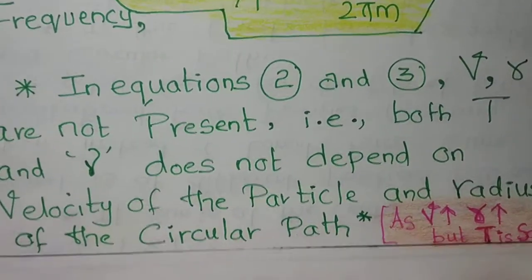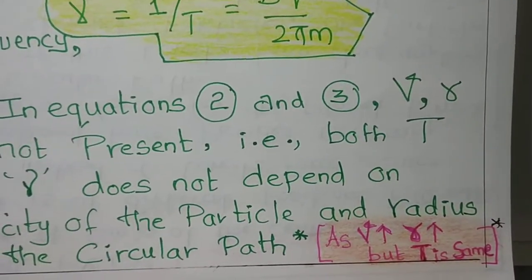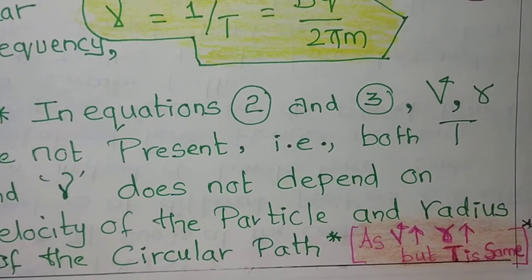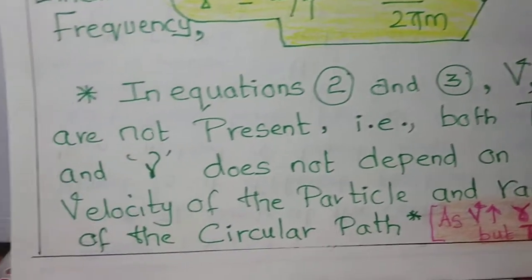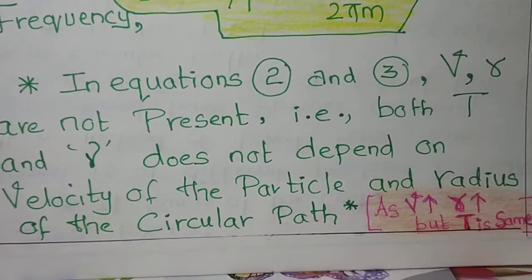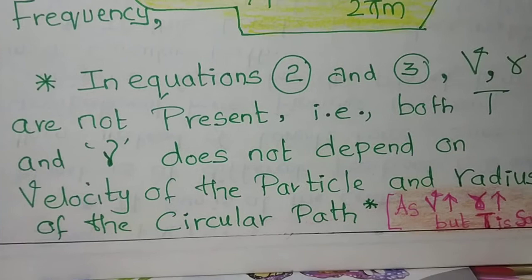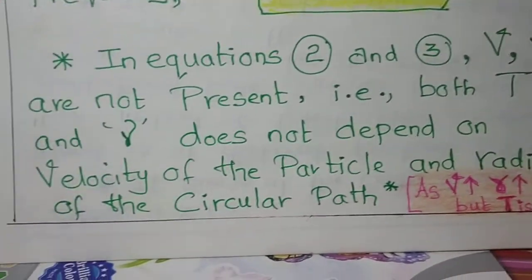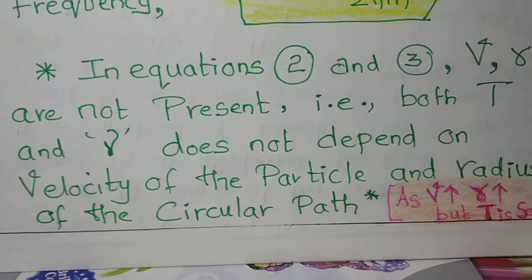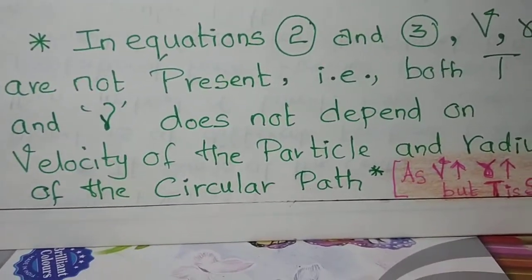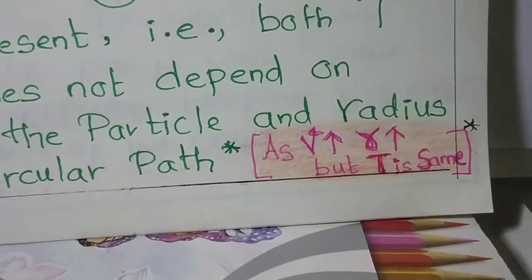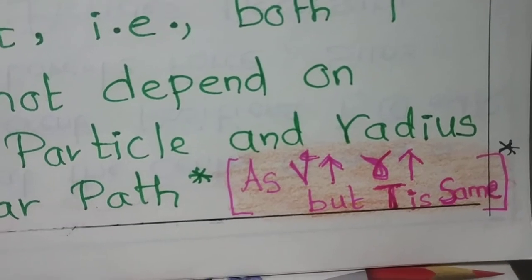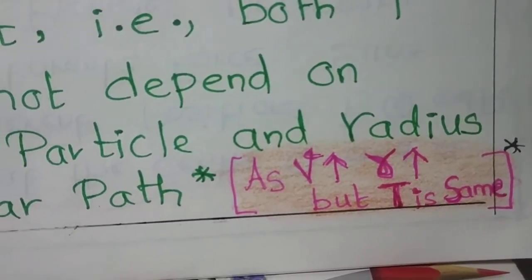In equations 2 and 3, there is no v, that is velocity, as well as the radius r. So it means that both time period T and linear frequency nu do not depend on the velocity of the particle and also the radius of the circular path. Here, as velocity increases, the radius also increases, but the time period remains the same.